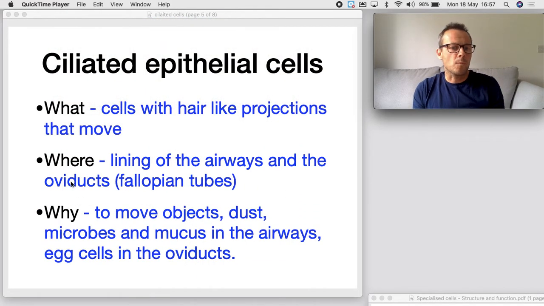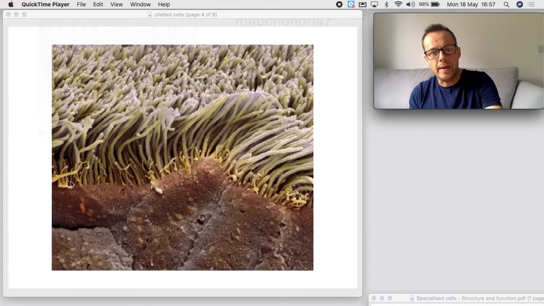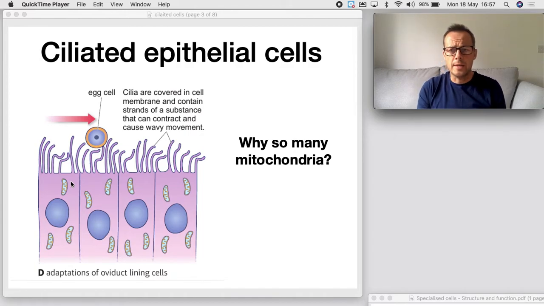them. Why are they in the oviducts or the fallopian tubes? The reason for that is shown in this picture here. It's to move the egg from the ovary further along the oviduct, so then if there's a sperm cell around, the sperm cell can successfully fertilise the egg cell.